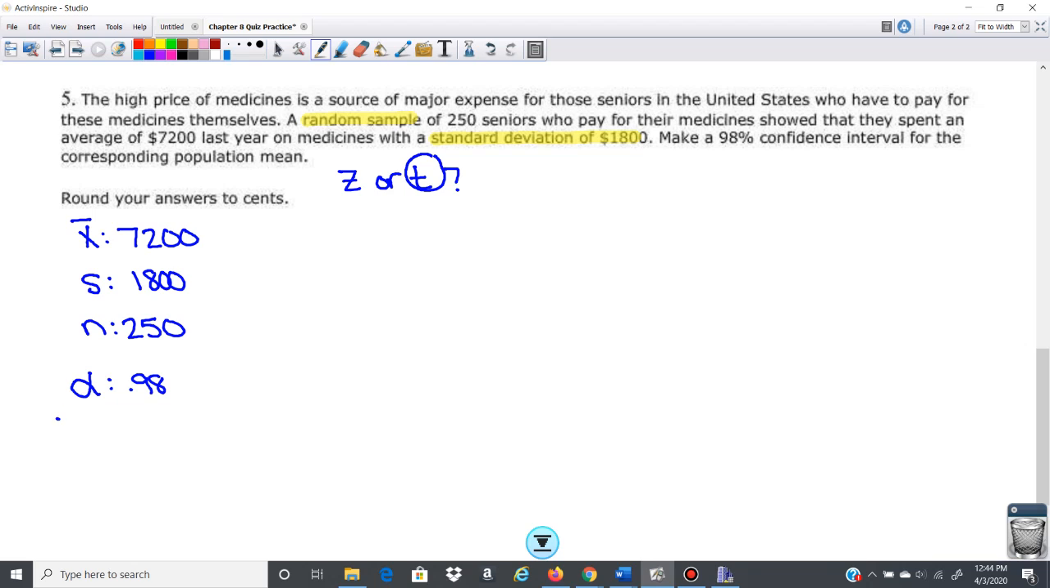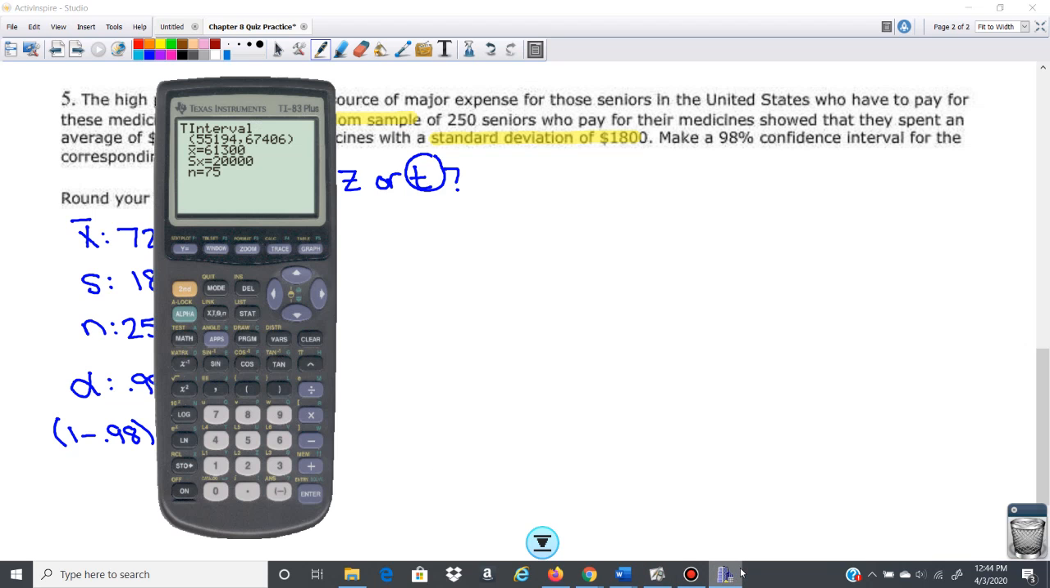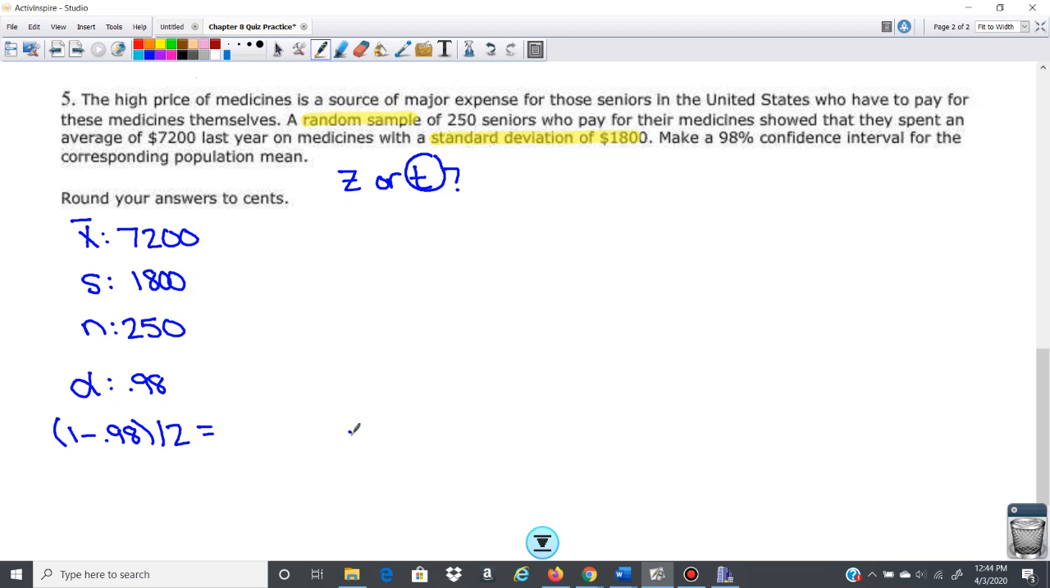So our confidence level is 0.98. Okay, so let's go ahead and find the T value that we want to use. So we're going to go 1 minus our confidence level divided by 2. So let's see, that's going to be, sorry about that, 1 minus 0.98 divided by 2, 0.01. So 0.01 is going to be what we're looking up, our significance level. And then our degrees of freedom, our sample size is 250. So 250 minus 1, 249. So that's a big one.